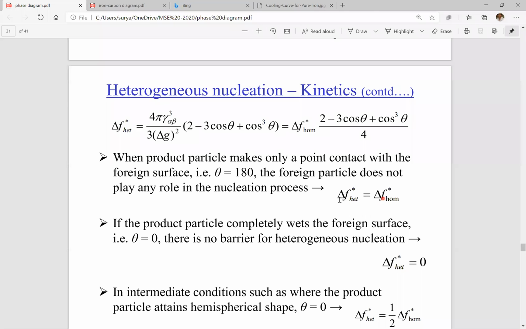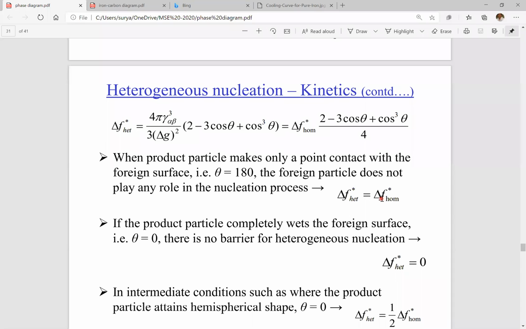If cos theta is equal to 180 degree, that means we put theta equal to 180 degree here. We find that the free energy of the heterogeneous process will be equal to the free energy of the homogeneous process.